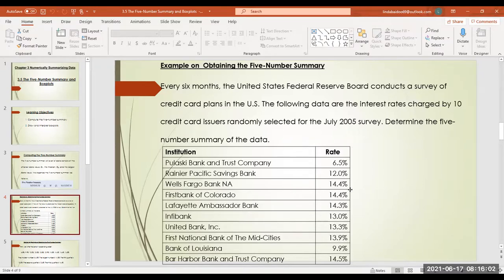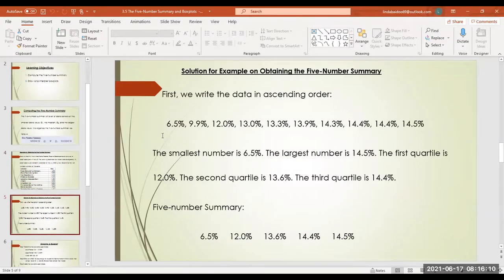if they are not already arranged. So these are the interest rates. You can see that they are not arranged from smallest to highest. So we just have to arrange them. If we arrange, we get 6.5 being the smallest, followed by 9.9 in that order. So we get to the last one. This last one is the biggest, the highest or the maximum from smallest to highest.